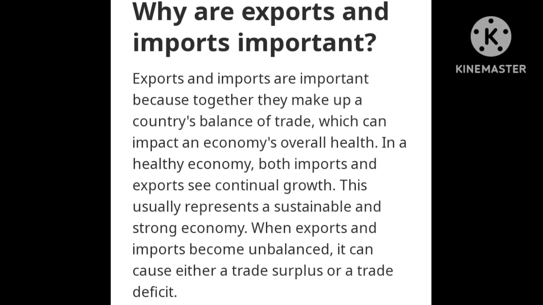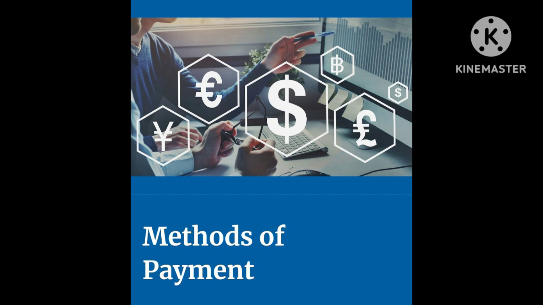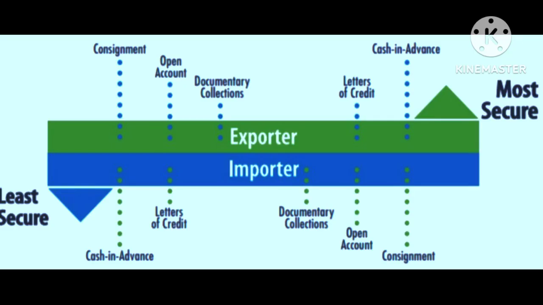So now we will discuss methods of payment. There are five methods of payment used in international trade. First, cash in advance. Second, letter of credit. Third, documentary collection. Fourth, open account. And fifth, consignment.